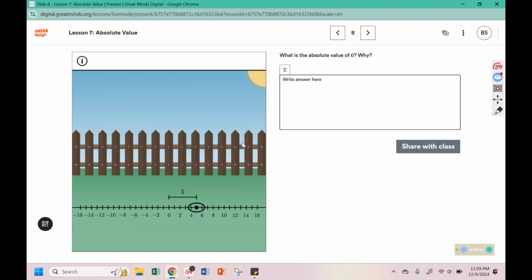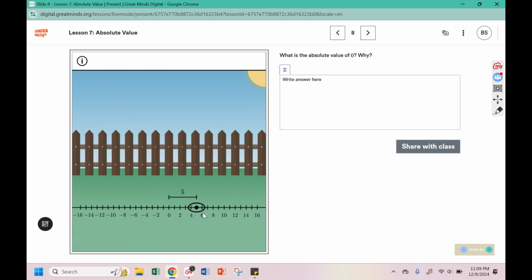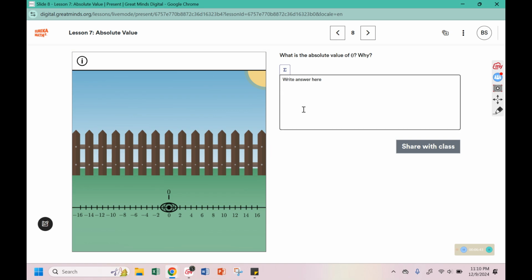What is the absolute value of 0? Well, let's drag this point to 0. The absolute value of 0 is 0. But it also asks why. 0 is 0 away from the number 0 on the number line.